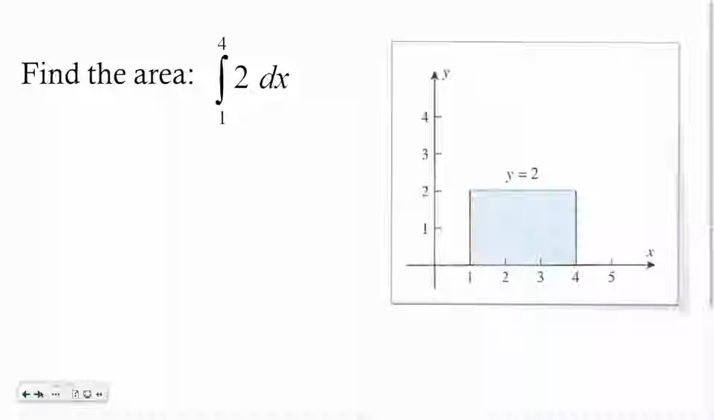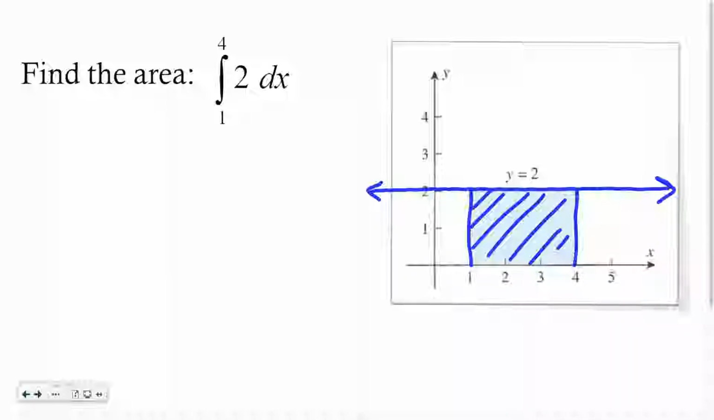If we have something like this, instead of doing a Riemann sum, or really what the next thing I'm going to show you, what can we use? What could we do? We can use geometry, okay? We have a horizontal line, and we are taking the integral from 1 to 4. Well, that is essentially the area of a rectangle. So instead of actually doing any Riemann sums, we could just say, okay, we have a rectangle that has a height of 2 and a width of 4. Our area is 8.